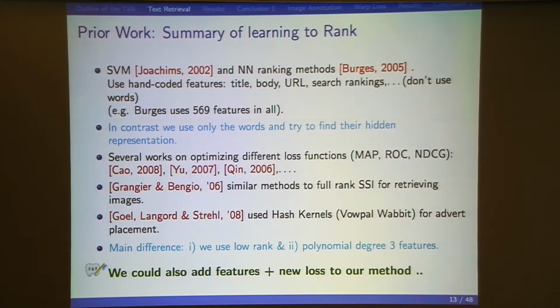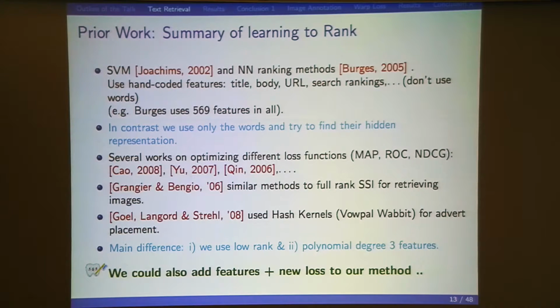I think there's lots of prior work in this area. Obviously, I can't possibly cover it all in this slide. I mentioned people doing ranking loss kind of things with hand-coded features, and there's a couple of citations there. In contrast, we're only using words in these models I'm talking about, and we're going to find their hidden representation.